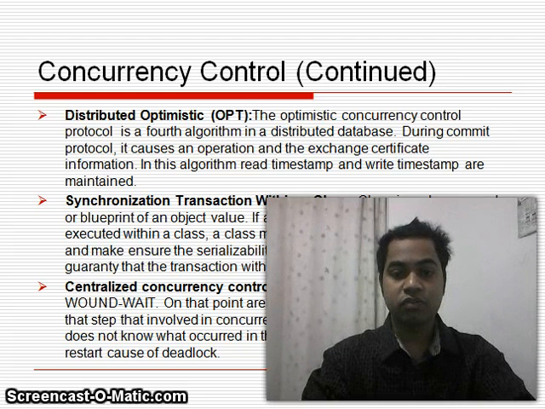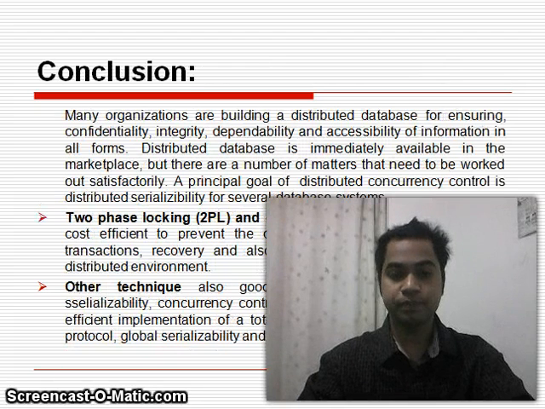Centralized concurrency control. Earlier we discussed wait-die and wound-wait. There are some unnecessary process restarts in that step involved in concurrency control at a given site, where they don't know what occurred at the other site, and selecting wait made restart because of deadlock.